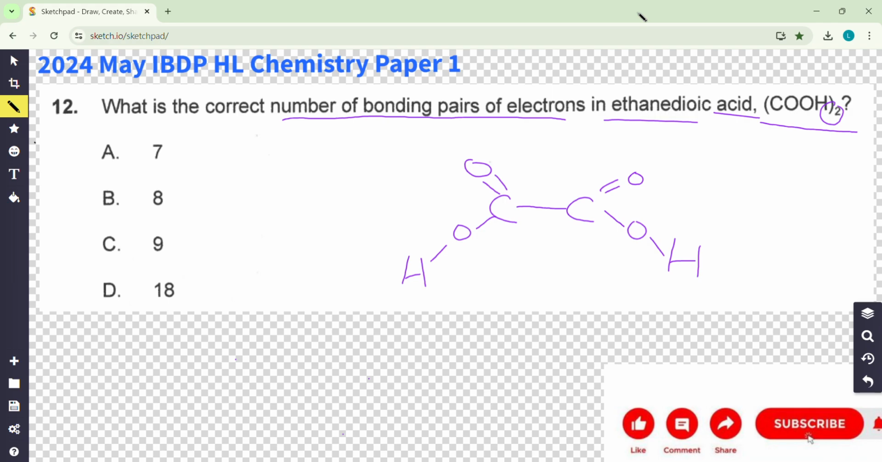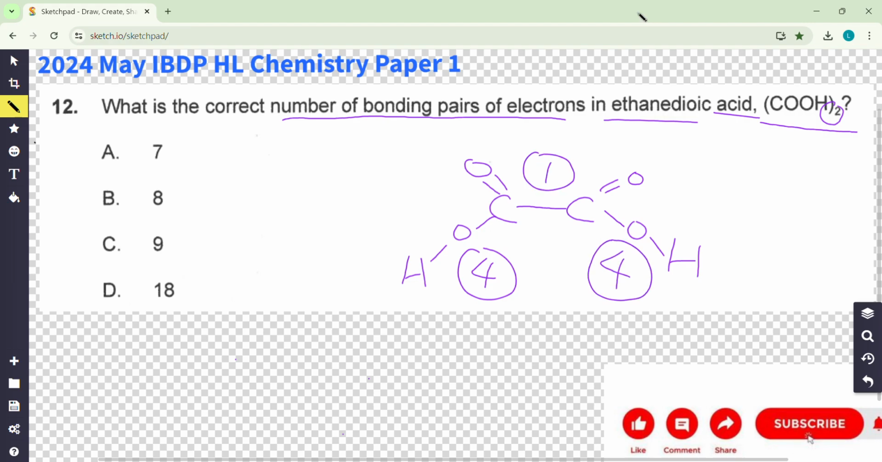Next task is counting time. Okay, 1, 2, 3, 4 on the left, and 1, 2, 3, 4 on the right, and the join together is 1. So how many bonding pairs of electrons in the acid? So it is 9.